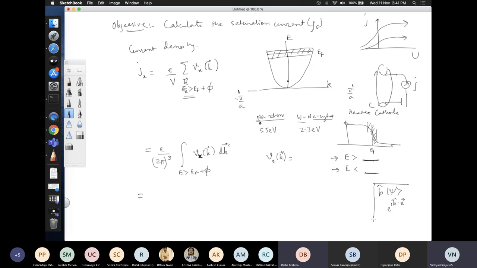So what would be the momentum corresponding to this state? What would be the eigenvalue? I want to know what is Px. Px will be h cross kx. Correct. Which means Vx will be h cross kx by m. So let's use that, h cross kx by m.